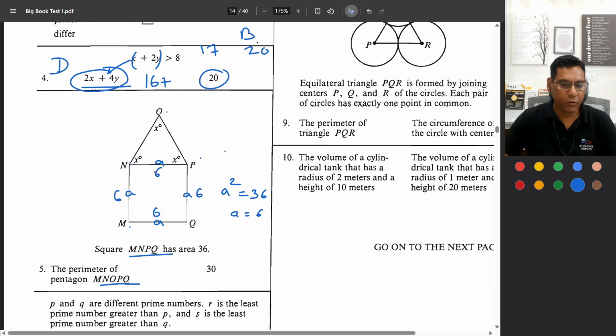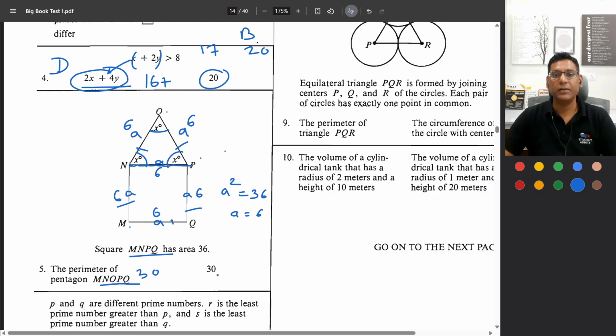What else do we have? What about this triangle? This triangle is equilateral because x degrees is the measure of each angle. So that means in an equilateral triangle, all sides are also going to be A, correct? The base side here is A, so these sides are also going to be A. That means they are going to be 6 and 6. So the perimeter of the pentagon is going to be 6 plus 6 plus 6 plus 6 plus 6. 5 times 6 is going to be 30. On the left hand side, right hand side also we have 30. So here the answer is going to be C.